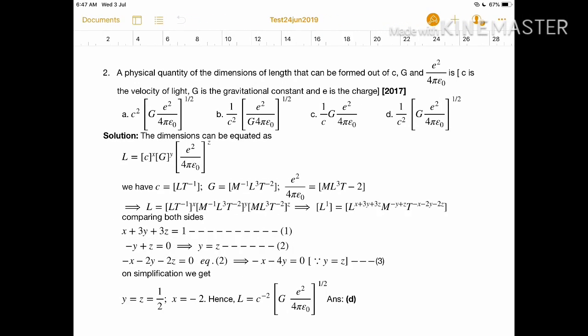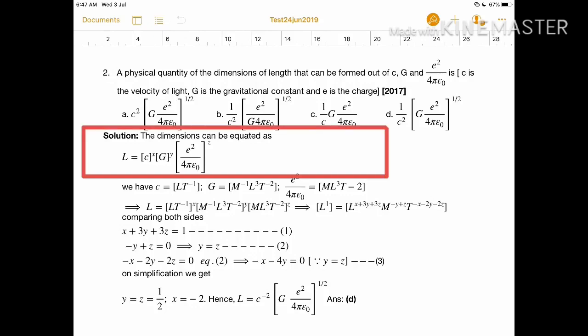A physical quantity of the dimensions of length can be formed out of c, G and e square divided by 4 pi epsilon naught is. The c is given as the velocity of light, G is the gravitational constant and e is the charge of electron. The dimensions can be equated as L equals c power x, G power y and e square divided by 4 pi epsilon naught to the power of z.